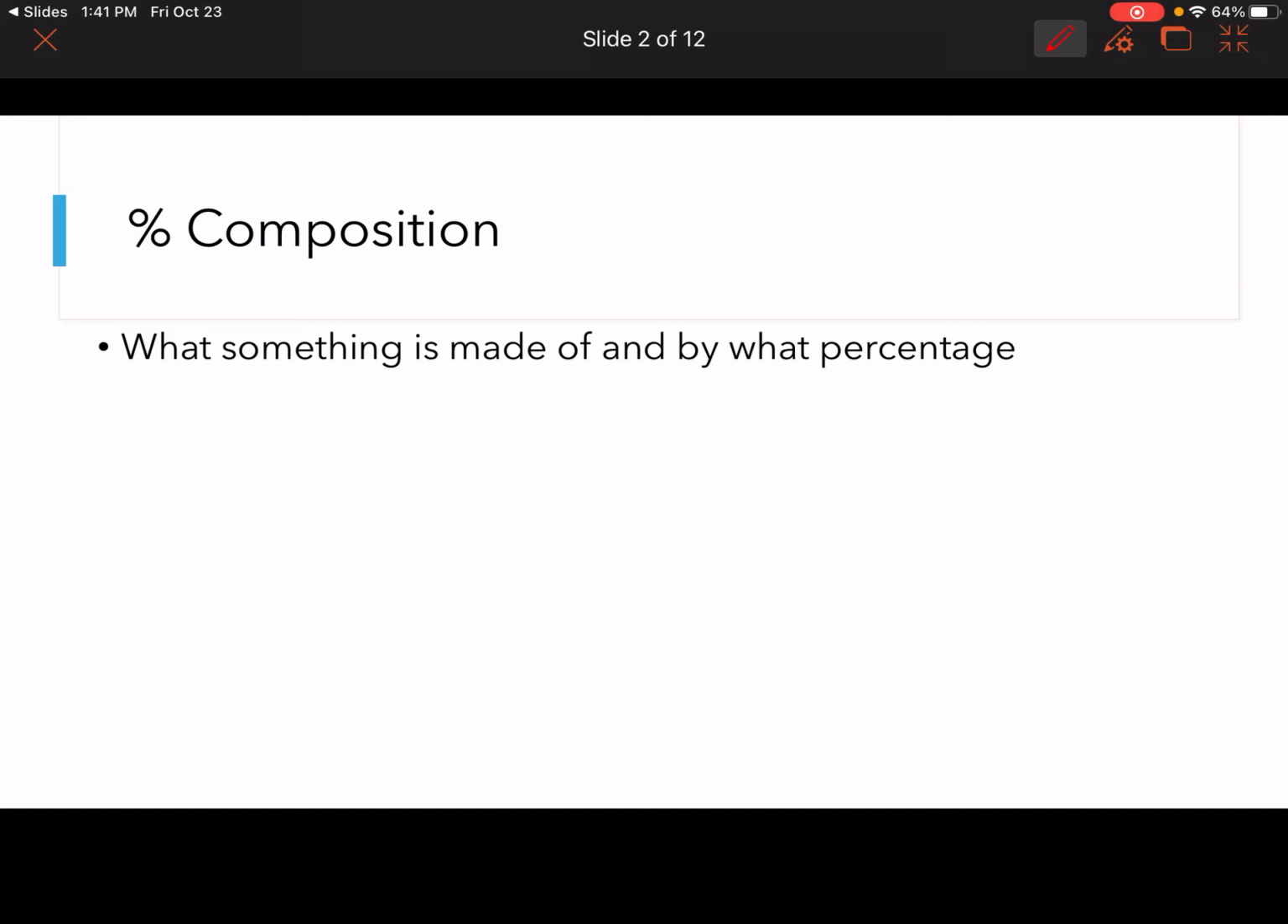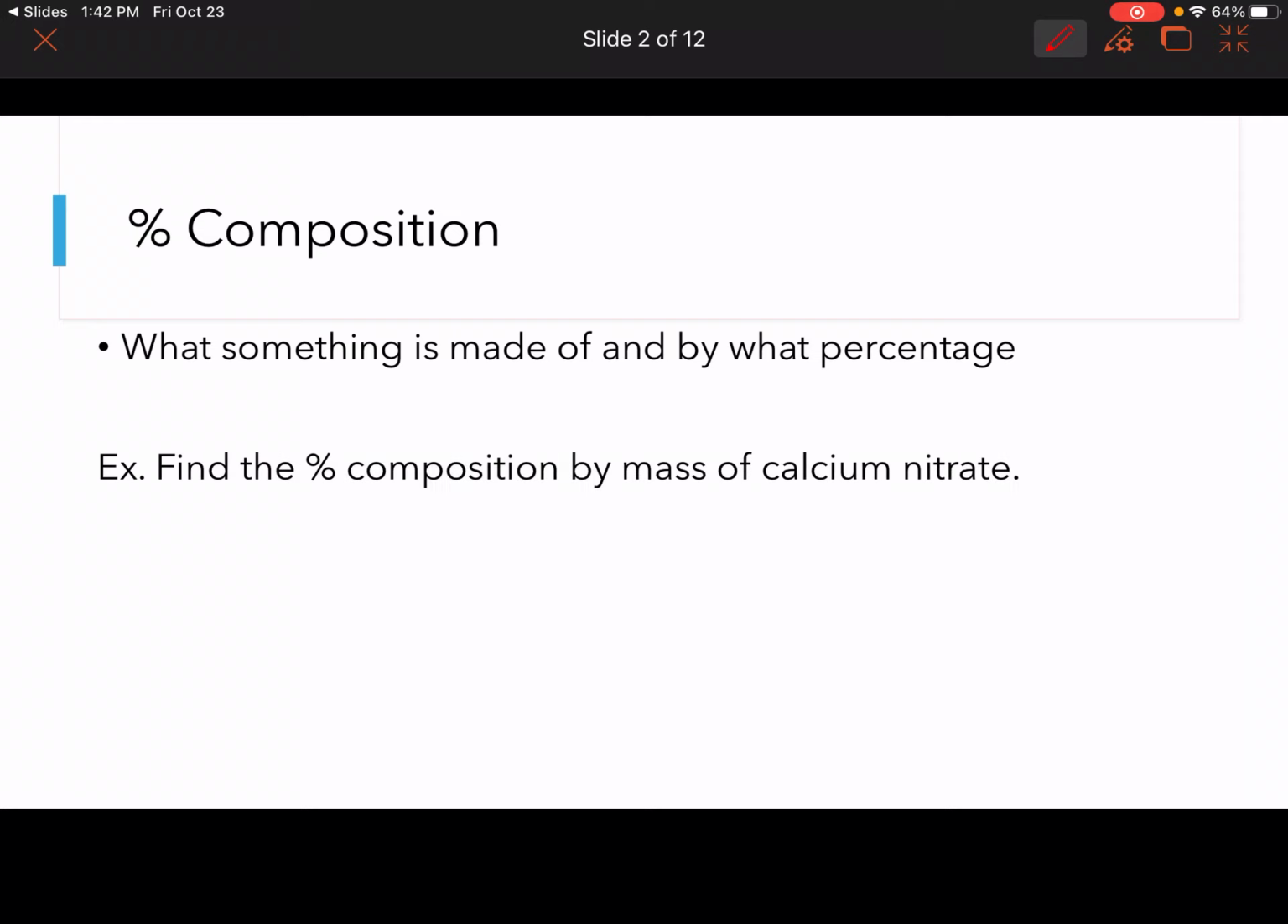Right away, percent composition, think of something being composed, right? So what's something made of? What's it composed of? So percent composition is what something is made of and by what percentage it is. So the question here is find the percent composition by mass of calcium nitrate.